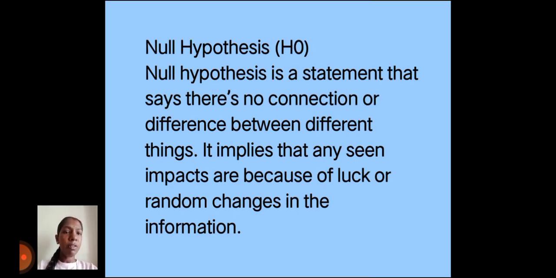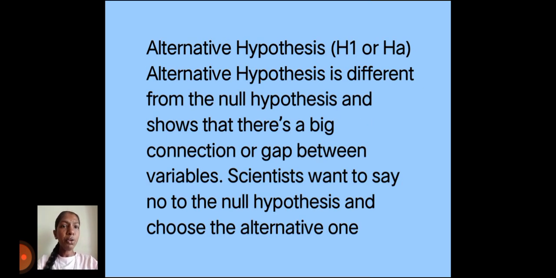And null hypothesis. It's one of the important hypotheses. Null hypothesis is a statement that says there is no connection or difference between different things. It implies that any seen impact is because of luck or random changes in the information. Alternative hypothesis. Alternative hypothesis is different from the null hypothesis and shows that there is a big connection or gap between variables. Scientists want to say no to the null hypothesis and choose the alternative one.